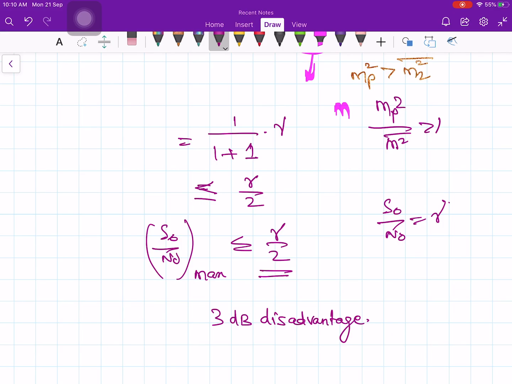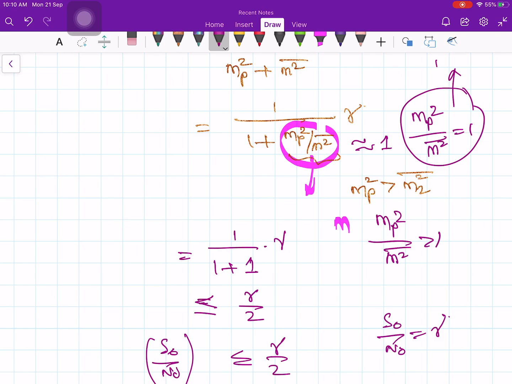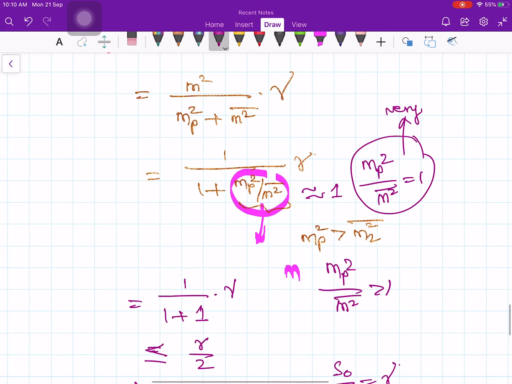Typical situations will be actually more than 3 dB in reality, because this mp square by m square bar will rarely be equal to 1, because here we assumed this mp square by m square bar is equal to 1, but this is a very rare condition.